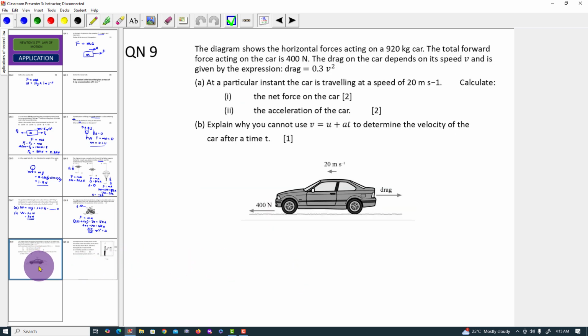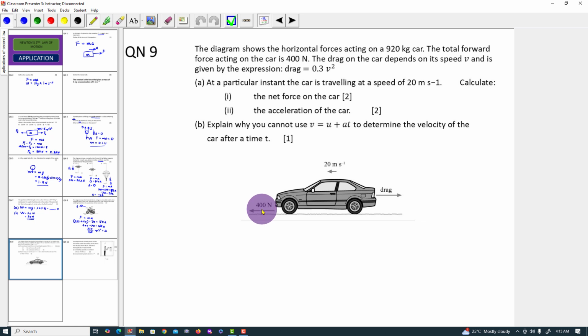How about a car which is moving on a horizontal ground? The diagram shows the horizontal forces acting on a 920 kg car. The total forward force acting on the car is 400 newtons.